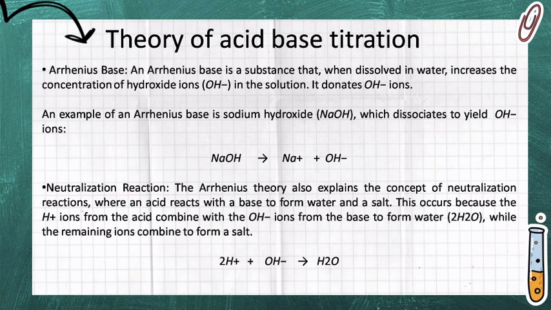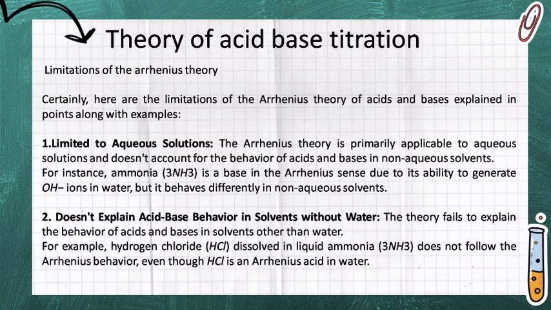2H+ plus OH- to give H2O. Now, limitations of the Arrhenius theory. Certainly, here are the limitations of the Arrhenius theory of acids and bases explained in points along with examples. First, limited to aqueous solutions.